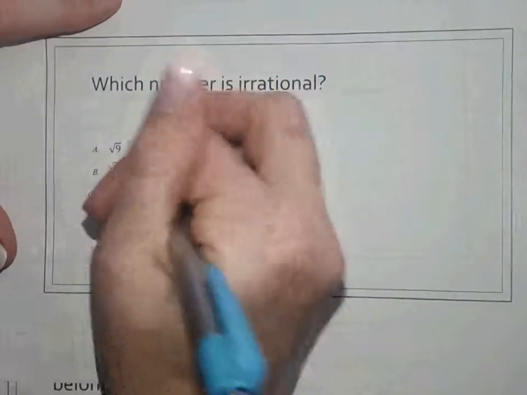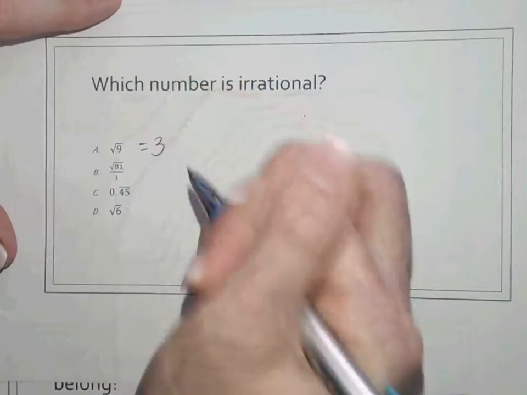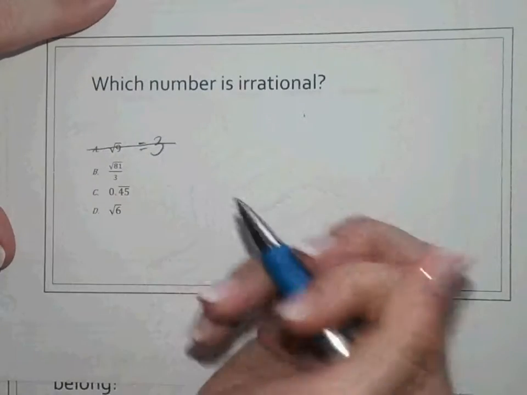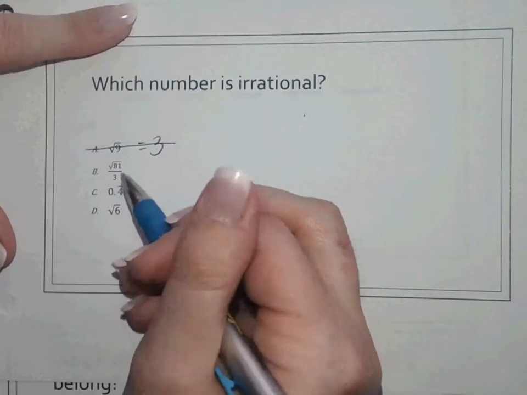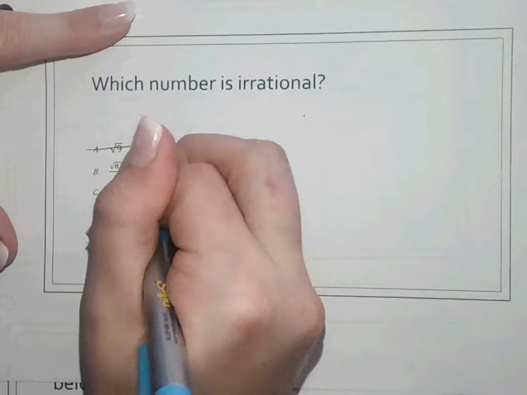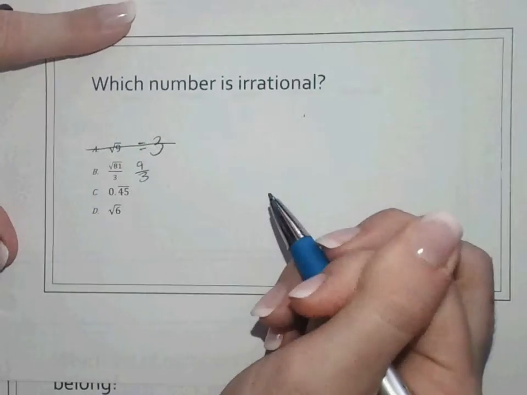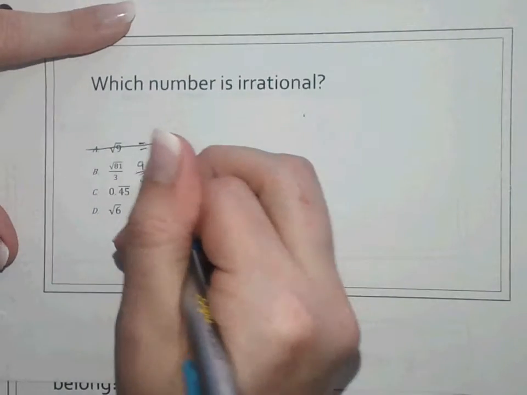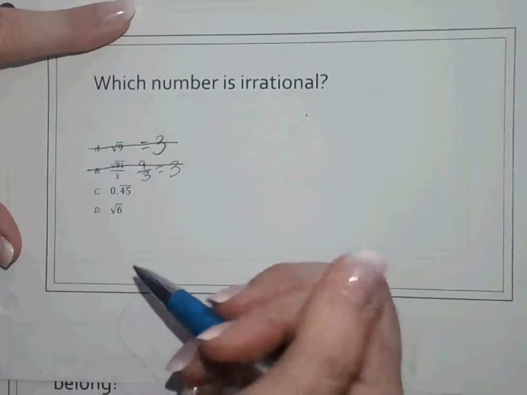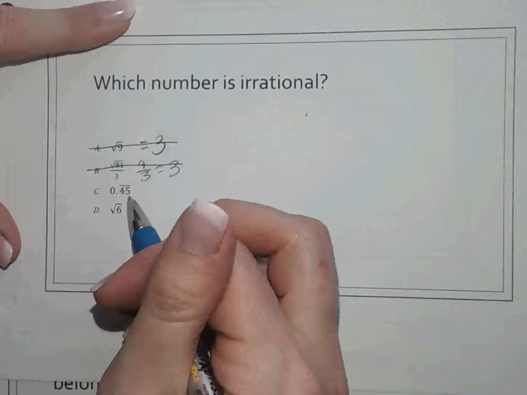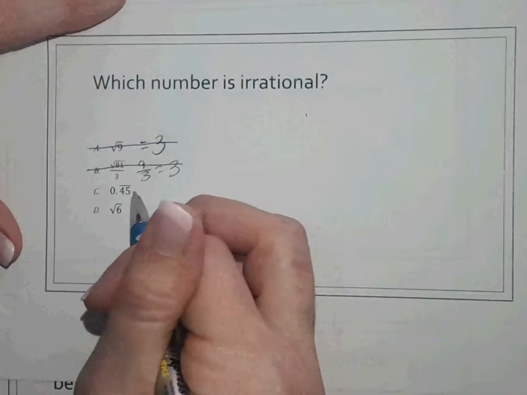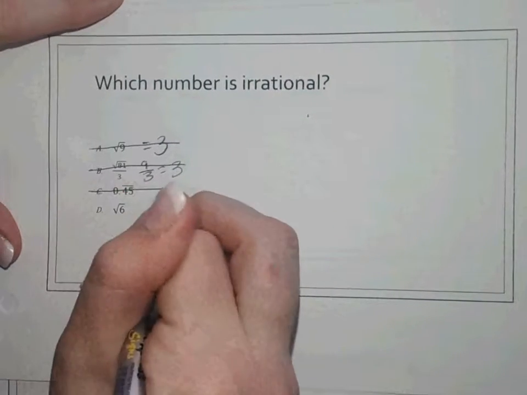The square root of 9, if you do the square root of 9, you do get 3. That's a whole number, so that one's going to be rational, so I can mark that off as a choice. The square root of 81. Well, I know the square root of 81 is 9 divided by 3. Oh, that's 3 too, so that's a whole number, so that's not an option. 0.45 repeating. That is a repeating decimal, so that is not going to be an option.